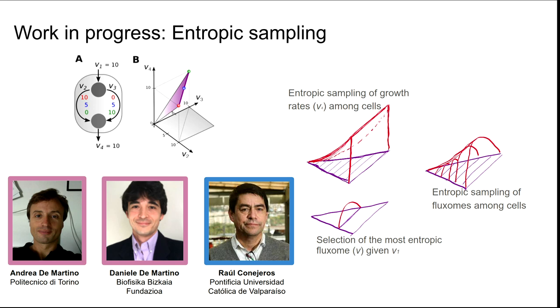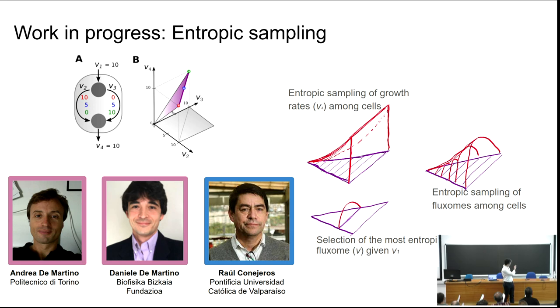There is a method that Andrea and Daniel DeMartino produced, I think in 2018, also using the principle of maximum entropy, but they were modeling the growth rate. If we use this example again, they were interested in how B4 is distributed in the population. So they have a distribution like this, which is not dependent on the internal distribution. Our method, on the other hand, just predicts one distribution, that one over there, and is capable of modeling the different growth rates in the population.